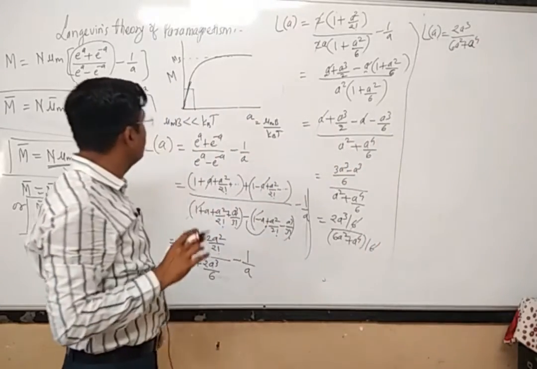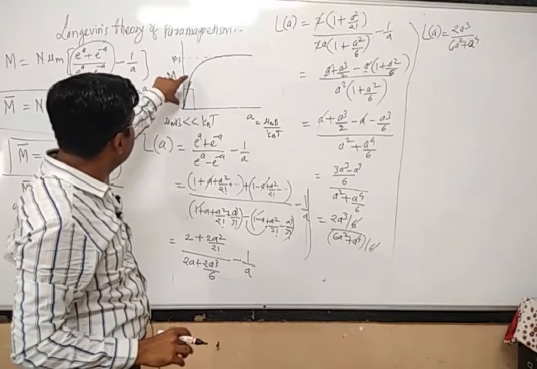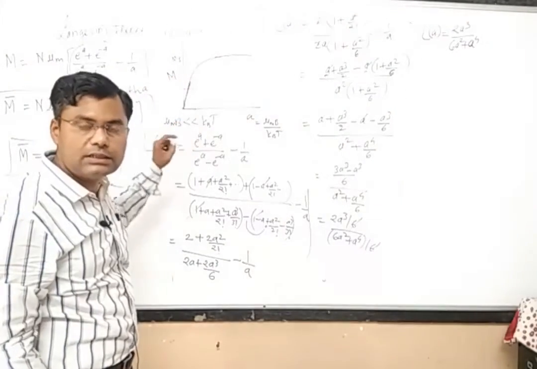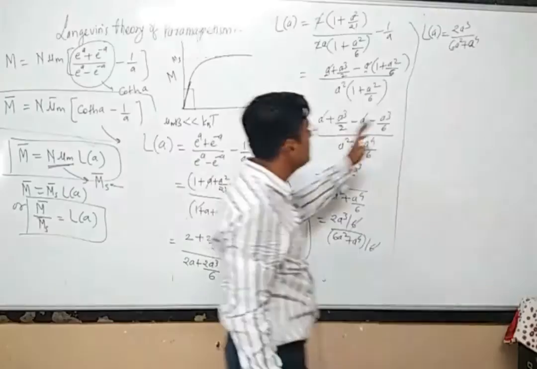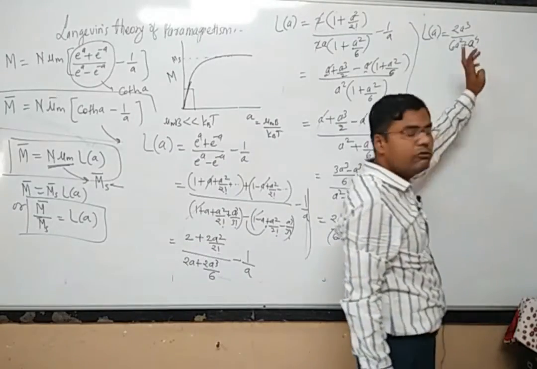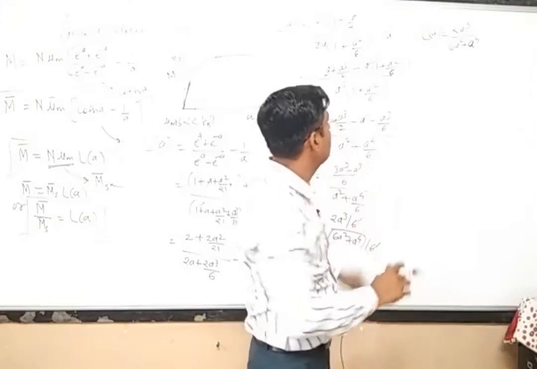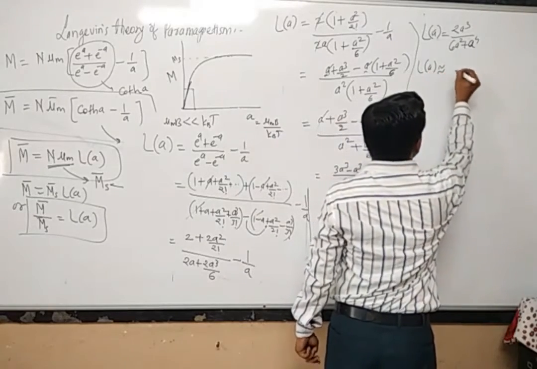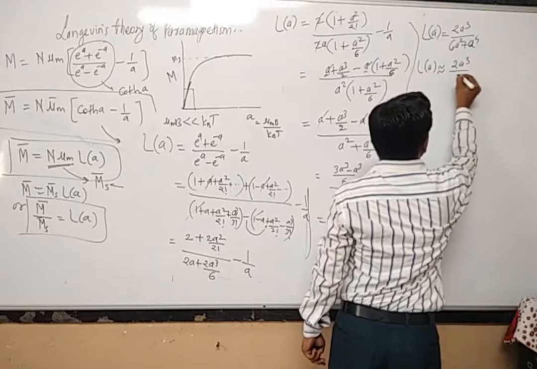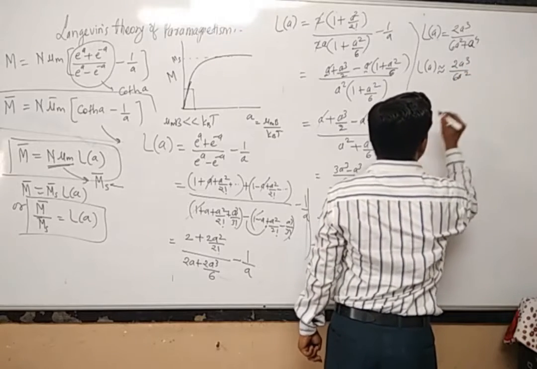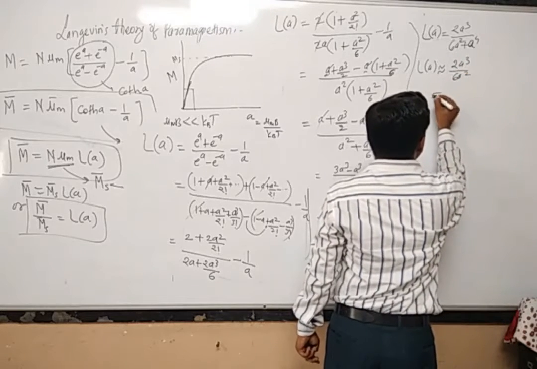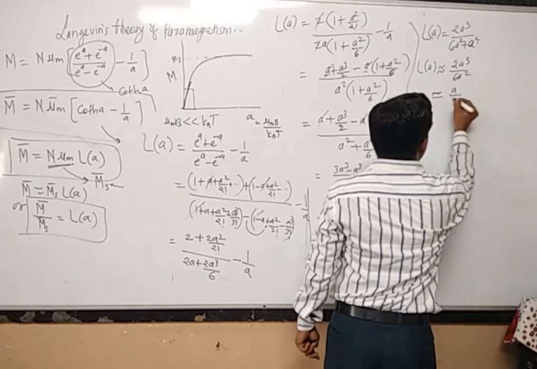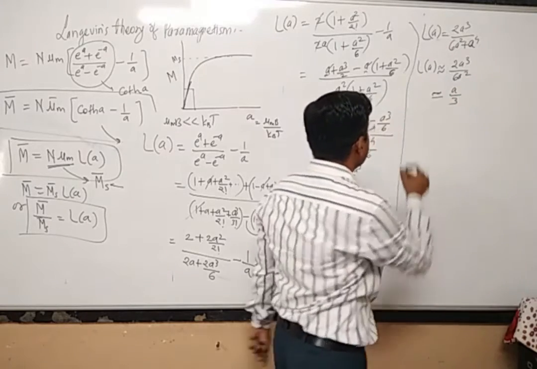Now we had already told you that the normal behavior will be there for small values of a, means a is considerably small. Now if a is considerably small, this a raised to power 4 can be neglected. Therefore this Langevin function is nearly equal to twice a cube divided by 6a square. Okay. So finally it is equal to a divided by 3.